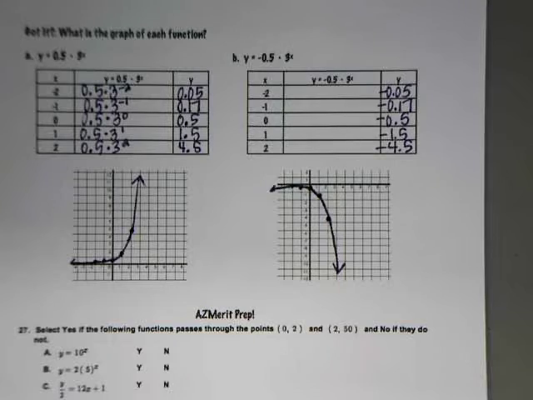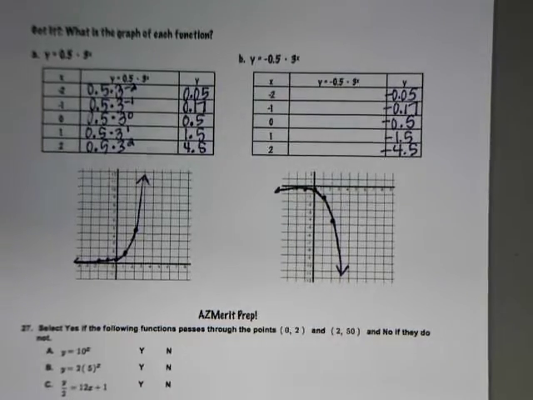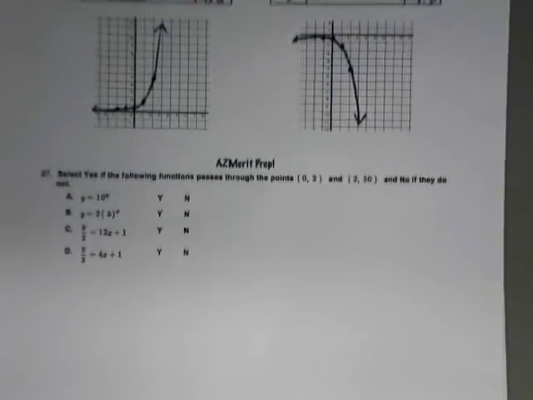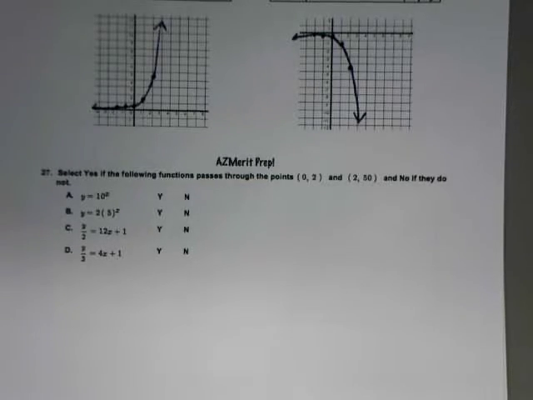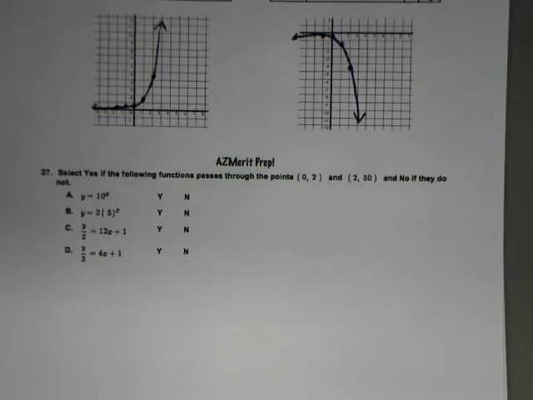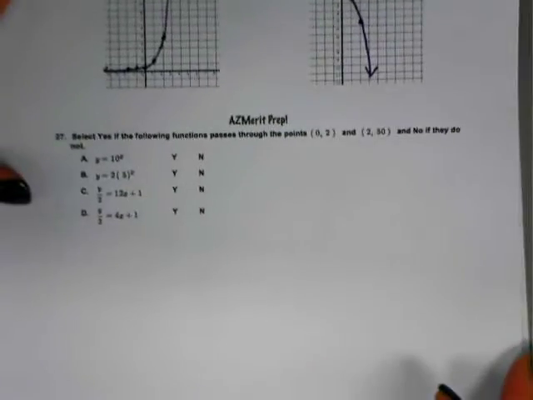Okay. All right, so we're just going to do these next ones just for practice, because they're good for the common final that you guys have to take. They're worded really similarly. So this one, select yes if the following functions pass through the points (0, 2) and (2, 50), and no if they do not. So first, we're just going to check the first point, (0, 2). If that doesn't work, then we're not going to even bother checking the other one.